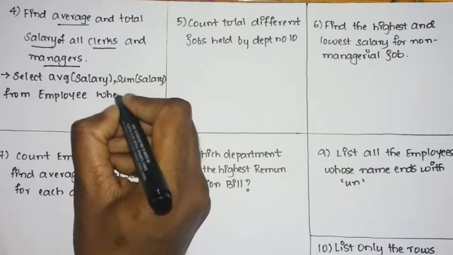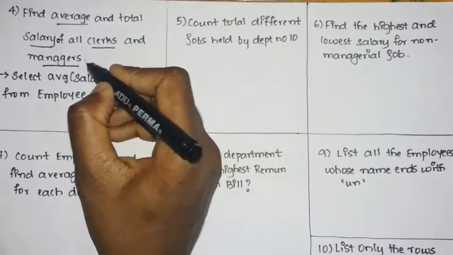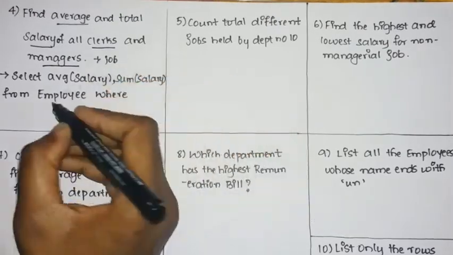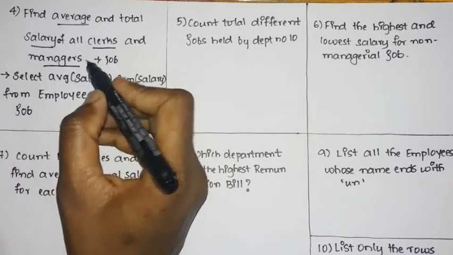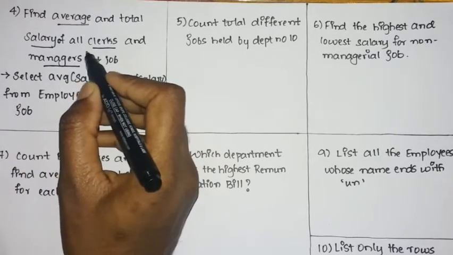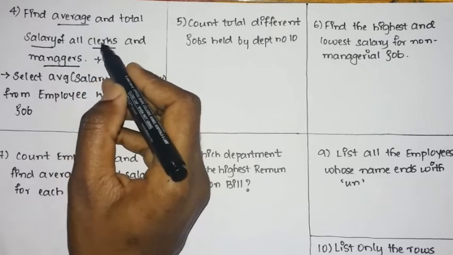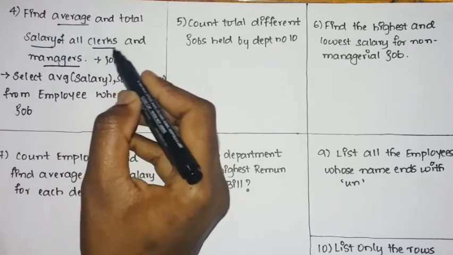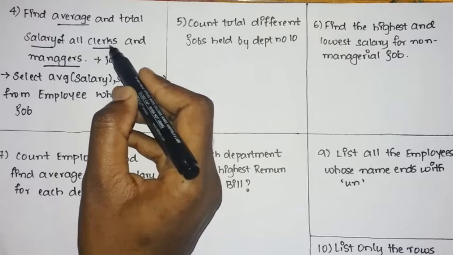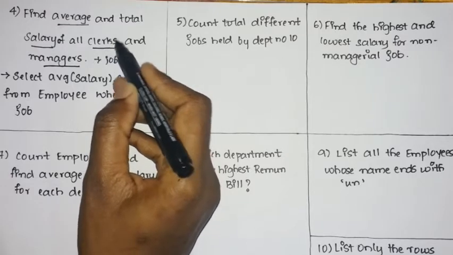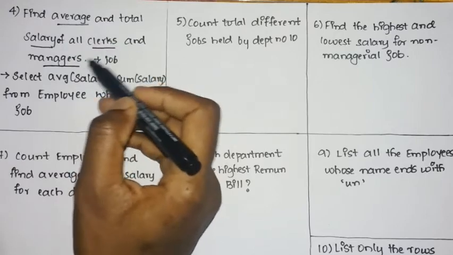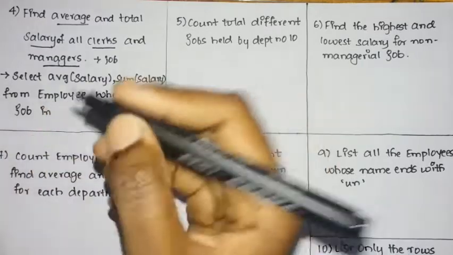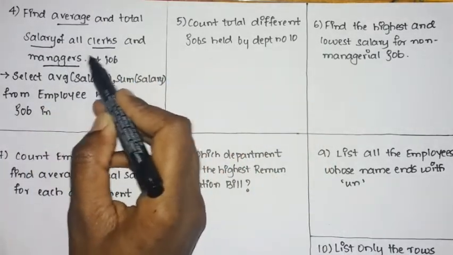After that we need to specify the condition. So where, followed by clerks and manager, these are the types of job. You can say this is the job role. If they had specified a single job, like if you need to find the total salary as well as the average salary of clerks, then you can directly write where job is equal to clerks. But here they have specified two job roles, that is, you need to find the average as well as the total salary of clerks as well as managers. So where the job in, within the job you need to search for two roles, that is the clerks as well as the manager.